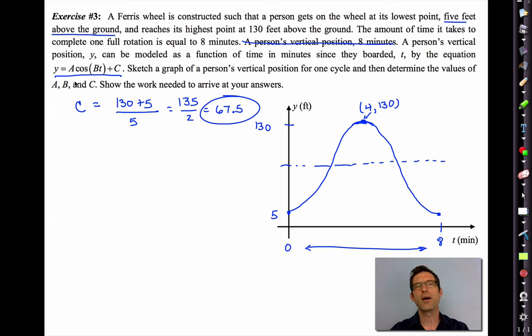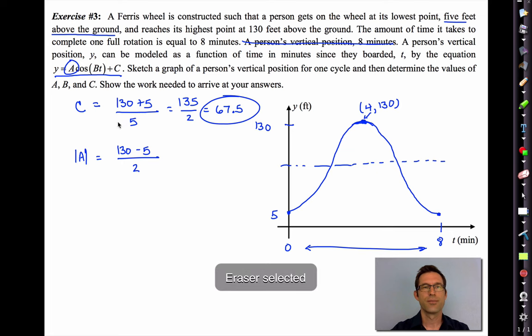Now, for a minute, I'm gonna take a look at this A. There's something a little bit tricky about the A. So the first thing I'm going to do is actually figure out the amplitude, which is the absolute value of A. Now, again, when I do that, I tend to do the maximum height minus the minimum height divided by 2. Boy, I tell you, this problem is all sorts of messed up. Anyway, that's going to be 125 divided by 2, and that's equal to 62.5.